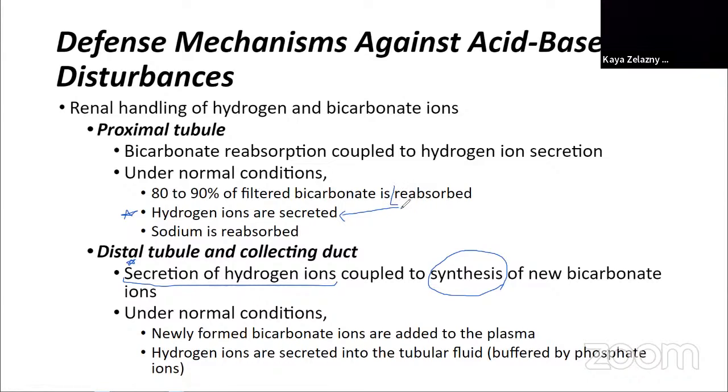And the difference when we're putting bicarbonate into the plasma is reabsorption in the proximal tubule, which pairs along with all the other things that the proximal tubule is reabsorbing, right? It's our bulk reabsorber, versus synthesizing bicarbonate in the distal tubule or the collecting duct.